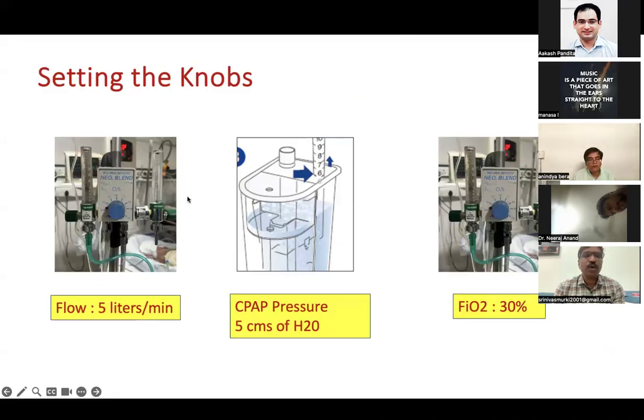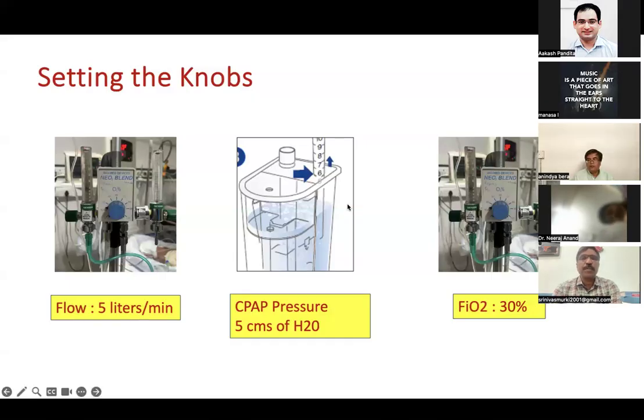So remember the rule of 5: flow of 5 liters, pressure of 5 centimeters, and FiO2 of 30%. So I will say a rule of 5 and 30%. Flow of 5 liters, pressure of 5 centimeters, and FiO2 30%. So if you are starting CPAP for a baby with respiratory distress, you would use these settings. But if you are starting CPAP for a baby with recurrent apneas, you will still use a flow of 5 liters. Pressure, you may use 4 centimeters, and FiO2, you can start with 21% oxygen.